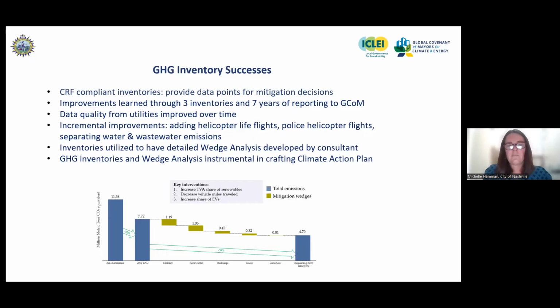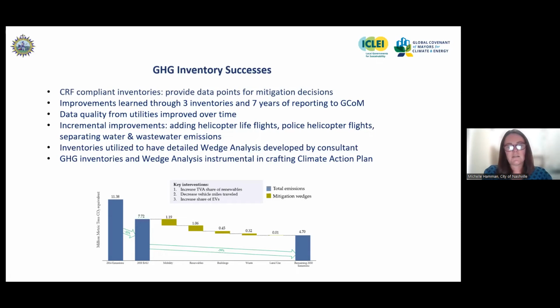To tell you a little bit about what we've learned and our successes along the way, we use our CRF, the Common Reporting Framework, compliant inventories to provide us data points so that we can make mitigation decisions as a city. We've made improvements as we've learned through the past 3 inventories and the past 7 years of reporting. Our data quality has increased over time.